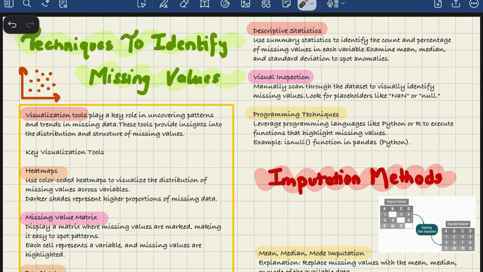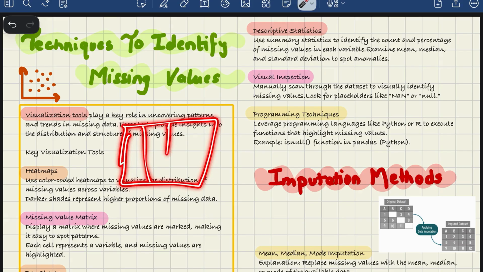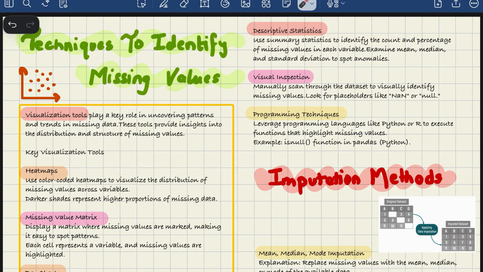So we have heat maps. Heat maps are color-coded visualization tools in which darker shades represent a higher proportion of missing data, and lighter shades are where we already have data, right? So it is a very reliable tool in which we can clearly identify how data is distributed. Then we have the missing value matrix, which displays a matrix where missing values are marked, making it easy to spot the patterns. Each cell represents a variable and missing values are highlighted in that matrix.